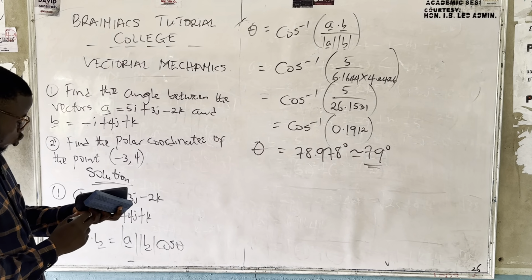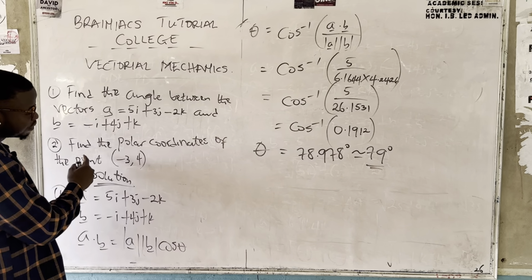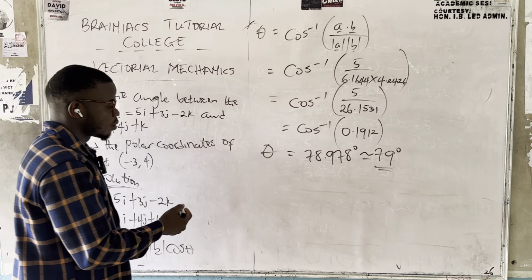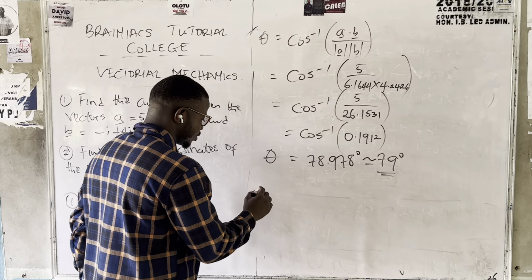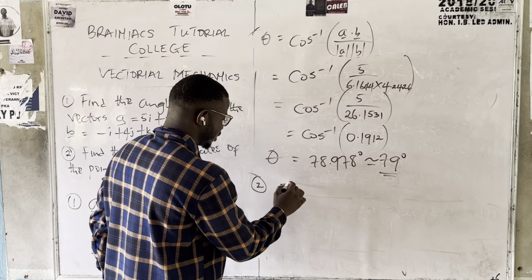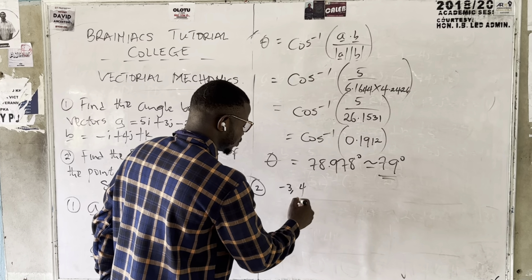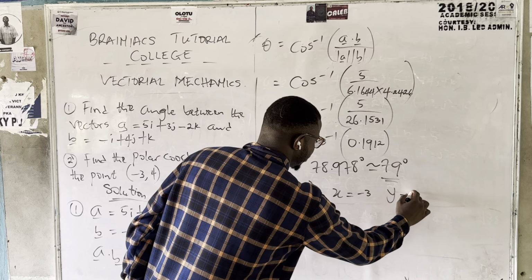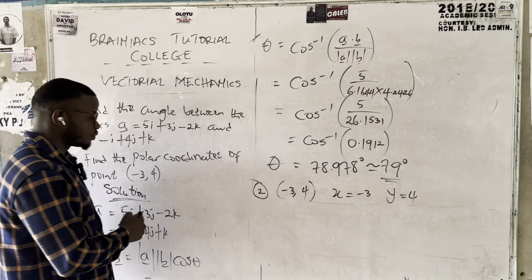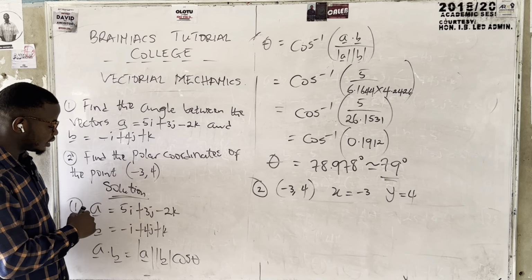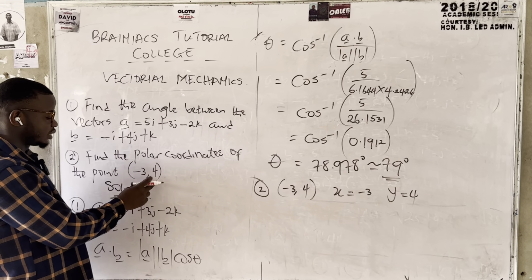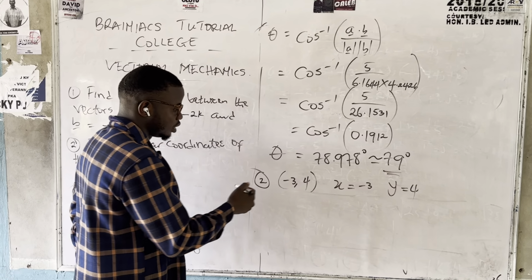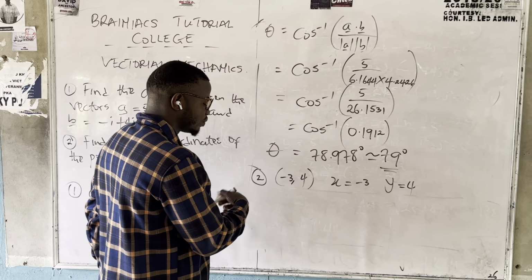So now let's go to question 2. In question 2, we have to find the polar coordinate of the point -3, 4. So the value of x is equal to -3, and the value of y is equal to 4. If you have to find the polar coordinate, that means the Cartesian coordinate has been given. This one is x and the other one is y, and under polar coordinates, we find the value of r and theta.